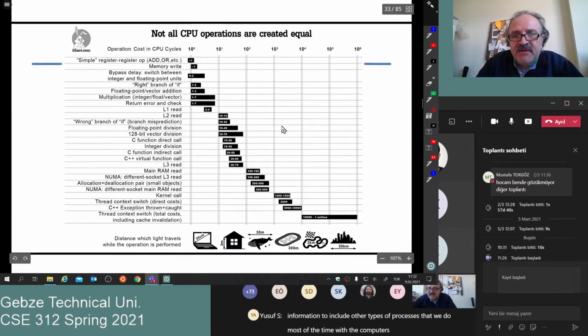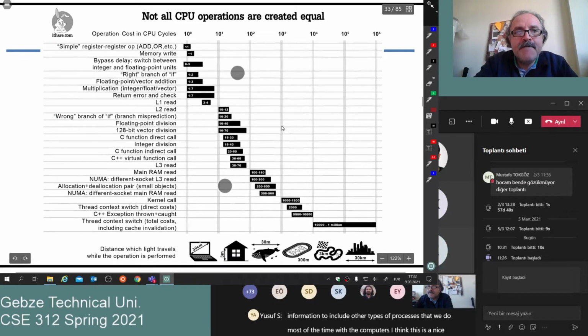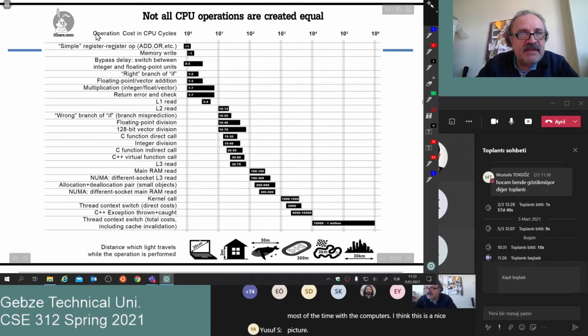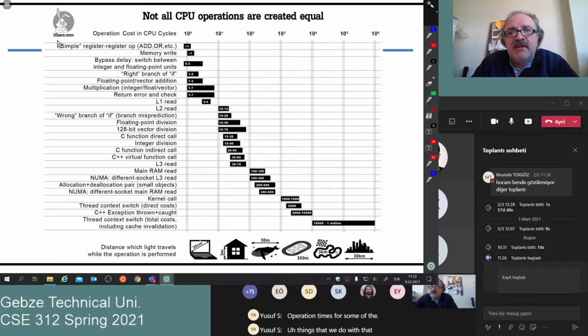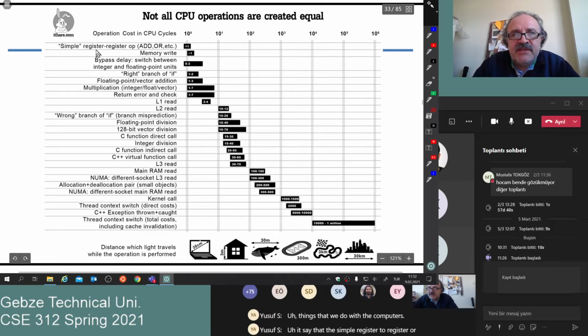I think this is a nice picture. I think it is from ithare.com. It shows us some operation times for some of the things that we do with computers. It says that simple register to register operations, add etc., usually take how many CPU cycles? It is less than one, effectively, because of the pipeline.